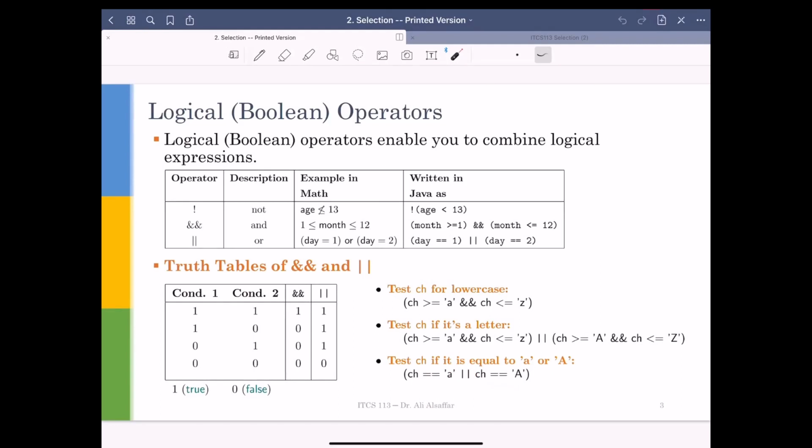So this is a quick introduction about conditions and how to represent conditions in Java, and what is meant by a logical expression, and how to combine two conditions together by using and or or.